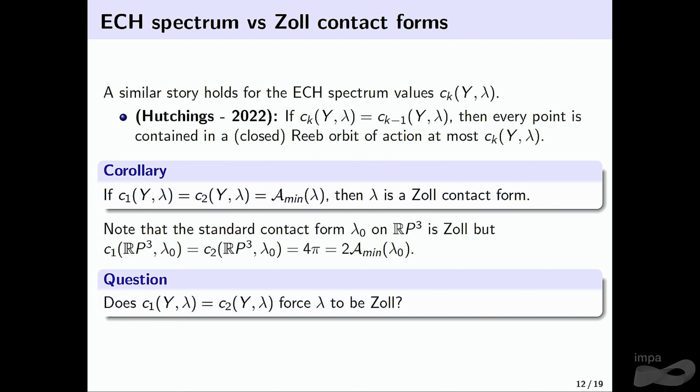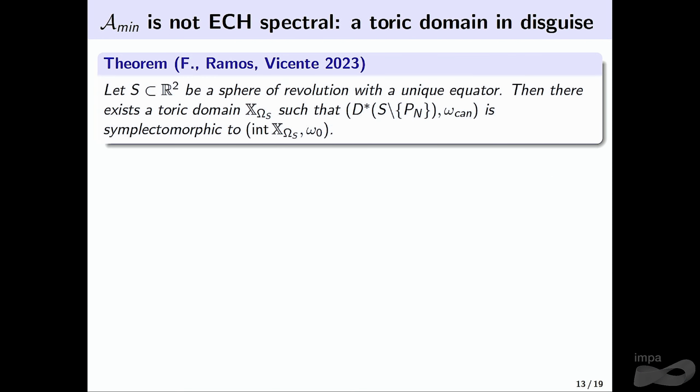Now, a nice example. Is it true that the minimal action is always an ECH spectral invariant? It could be, but it turns out that it's not always true, so I'm going to show an example. Together with Vinicius Ramos and Alejandro Vicente, Alejandro is also here and Vini unfortunately not, we proved the following result.